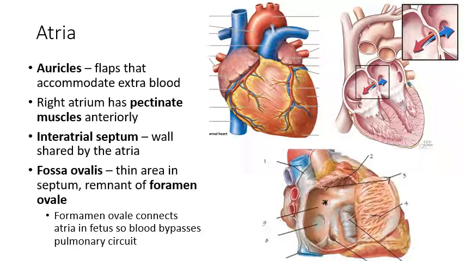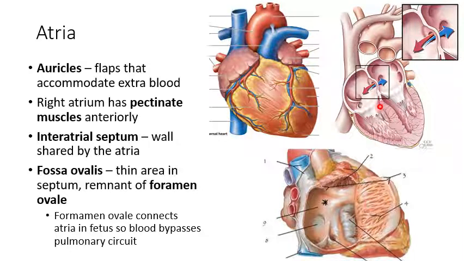So looking more at the atria, they have auricles. Each atrium has one auricle, which, as I mentioned, is a flap that can expand to accommodate blood or to hold extra blood. Those are visible on the external surface of the heart, here and here, as little flaps. In the right atrium, if you cut it open, inside of it you can see pectinate muscles running across the inner wall. Those muscles are part of the myocardium.